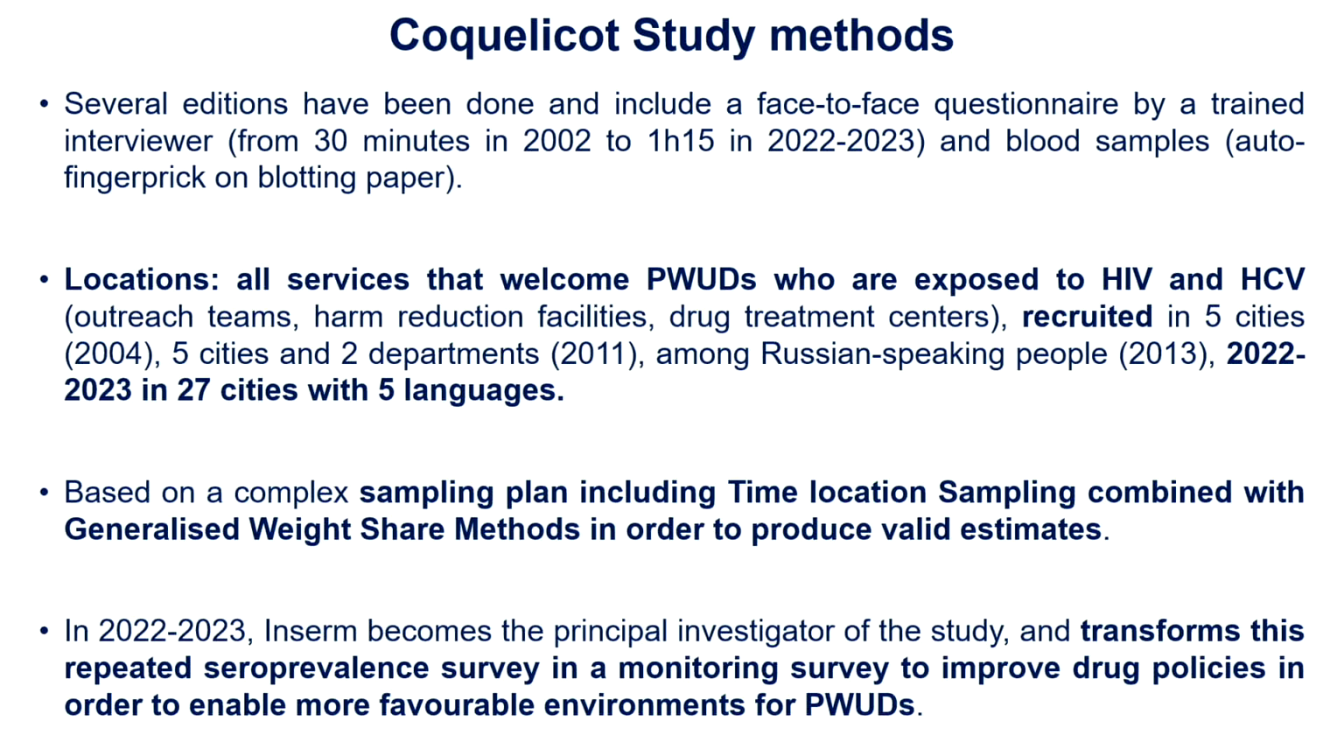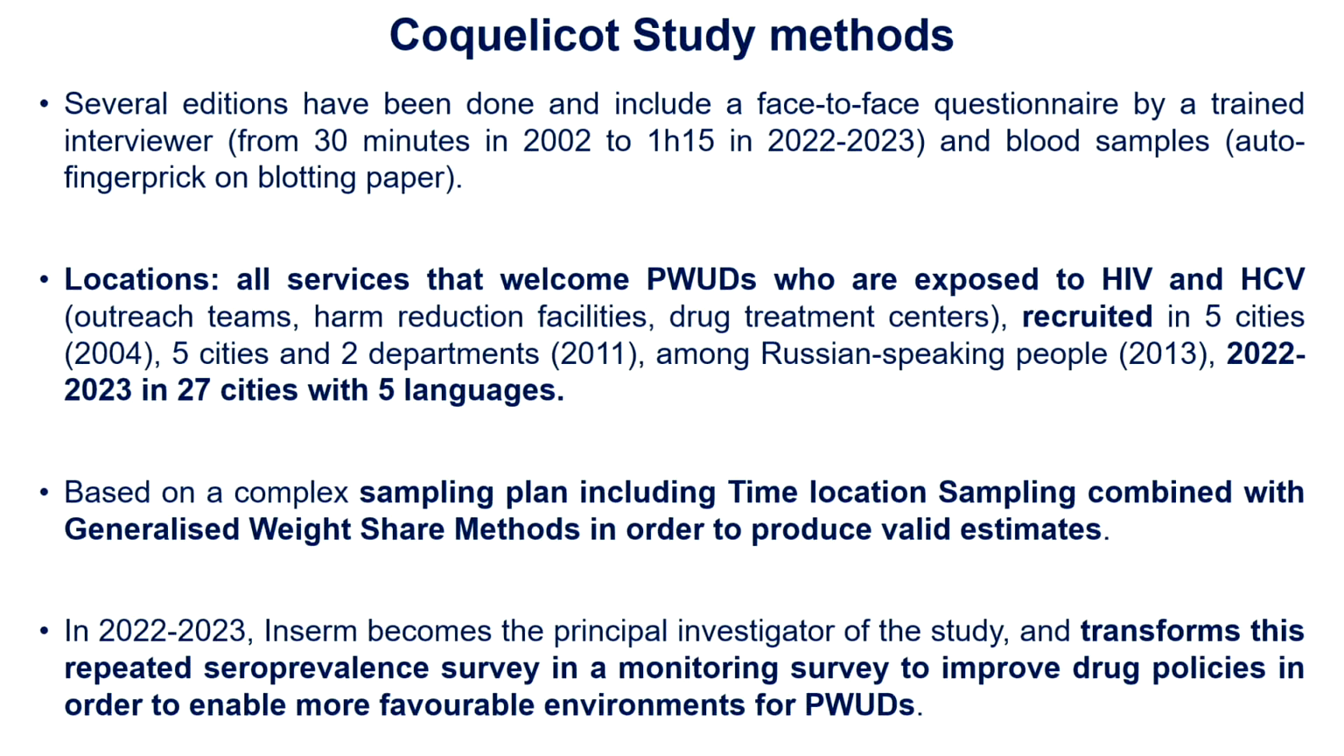For each edition, we included between 1,500 and 2,200 people for the last edition. The survey is based on a complex sampling plan, including time location sampling combined with the general weight share method, because the aim of this survey is to produce valid estimates.